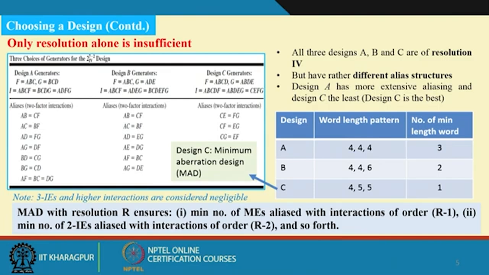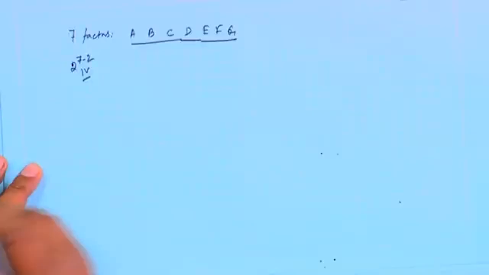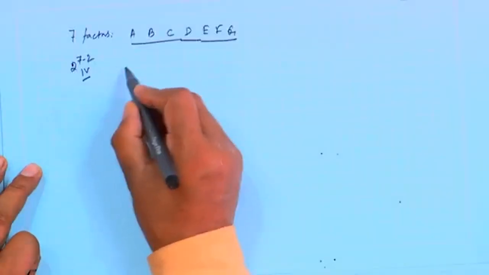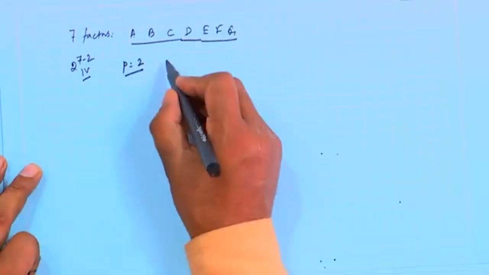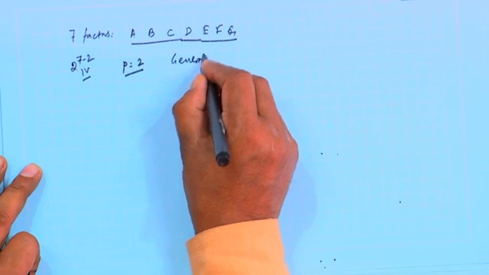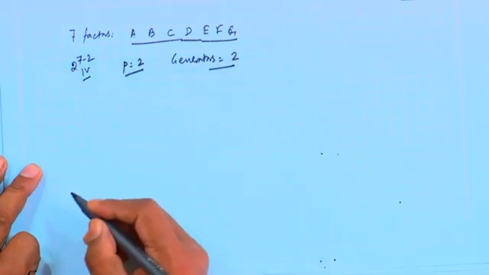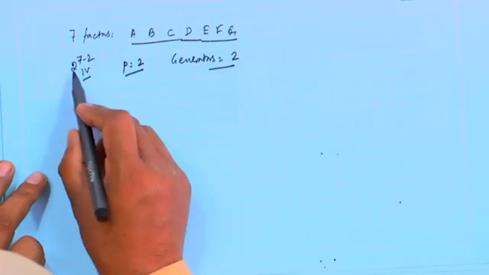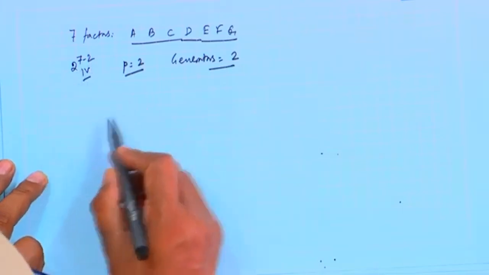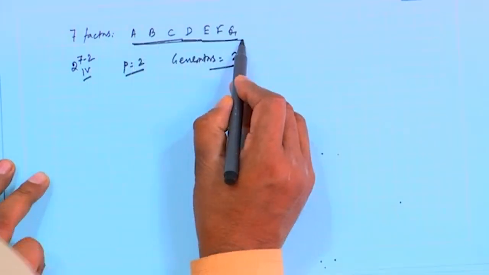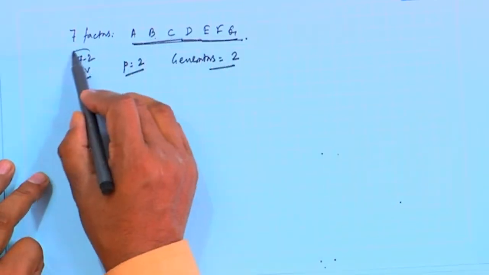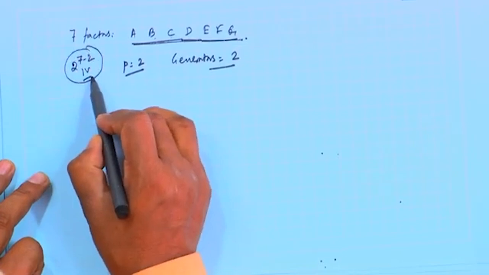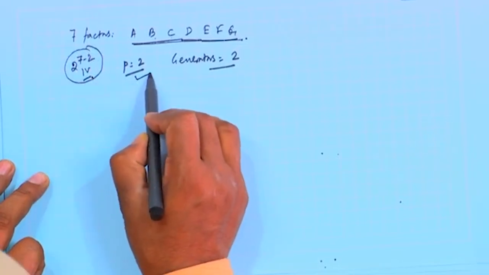So, what is the design you want to choose? 2 to the power 7 minus 2, resolution 4 design. So, 7 minus 2, what is P? P equal to 2. So, how many generators do you need? Generators needed is 2. So, as it is 2 to the power 7 minus 2, what is happening? We have 7 factors A, B, C, D, E, F and G. Our design is 2 to the power 7 minus 2, resolution 4, 2 generators.